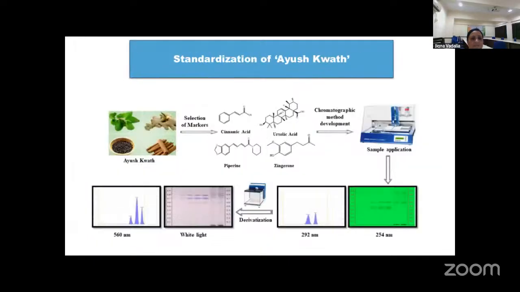So next is the standardization of IO squad. This standardization also we had developed the method in our lab.